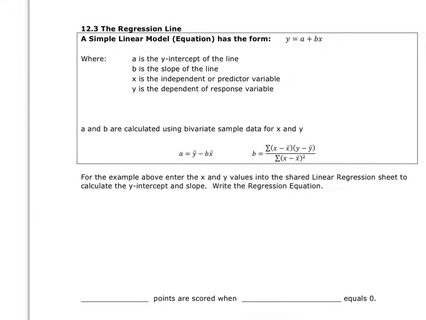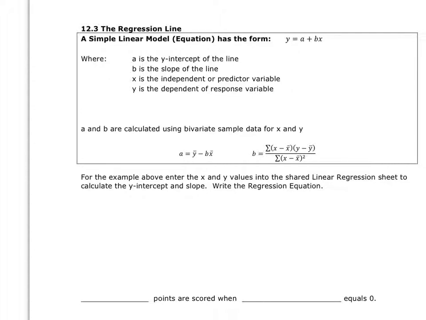Okay, so in 12.3, we give a formal definition of the regression line. It really is just a linear equation where a is the y-intercept, b is the slope, x is the independent variable, and y is the dependent variable. And we have calculations based on sample values of x and y for the slope, b, and for a, the y-intercept. Now we're not going to actually be using these formulas to calculate those values.